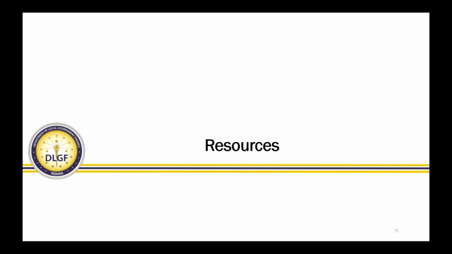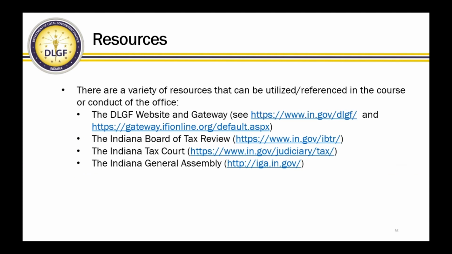In terms of resources, there are several resources that certainly as an assessing official you could use in the conduct of your office and running your office. First is our website and Gateway. On our website, we have a lot of information, and also Gateway has a lot of information, especially fiscal information, but also on Gateway, that's where the assessor will submit their annual PETA report. It was due this past week, January 15th. So our website and Gateway has a lot of information.